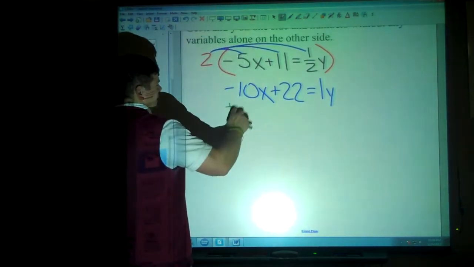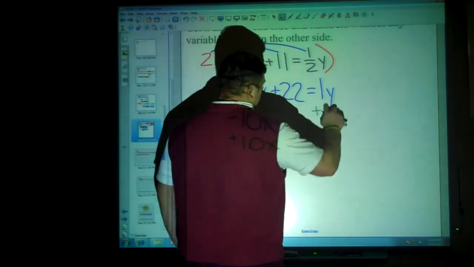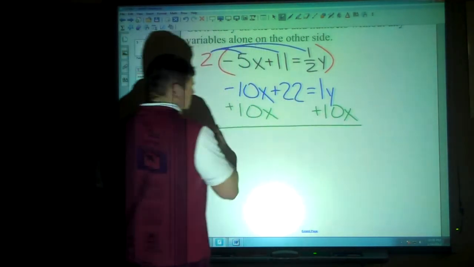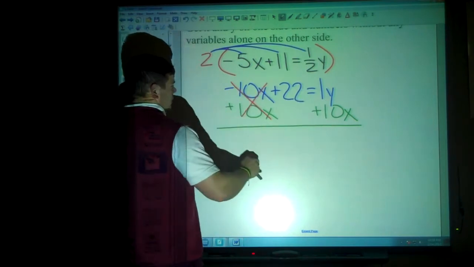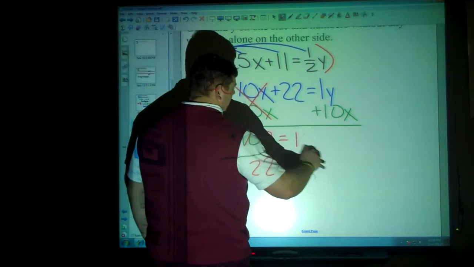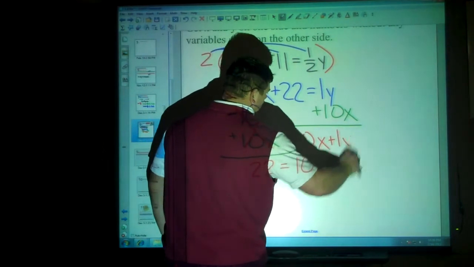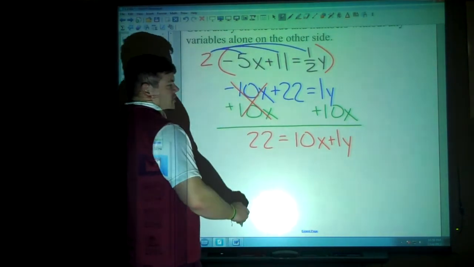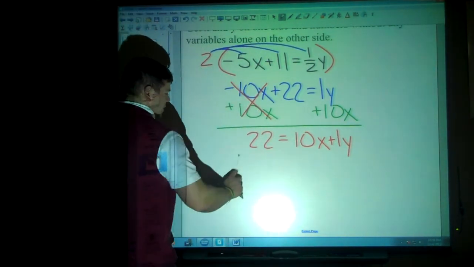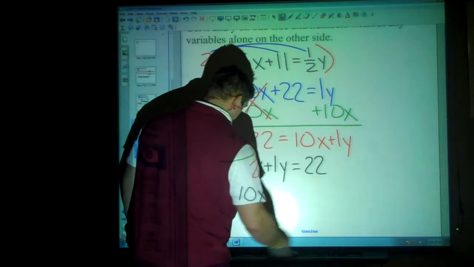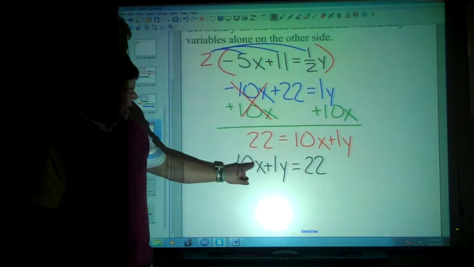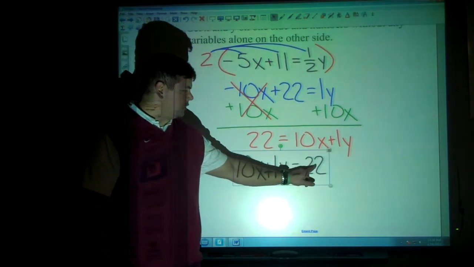Now all you have to do is add 10x to both sides. Because it's addition, you can put it in front and do it in any order you want. 22 is equal to 10x plus 1y. If you're really a stickler for it, you could switch the whole thing around and say 10x plus 1y equals 22. In other words, ax plus by equals c.